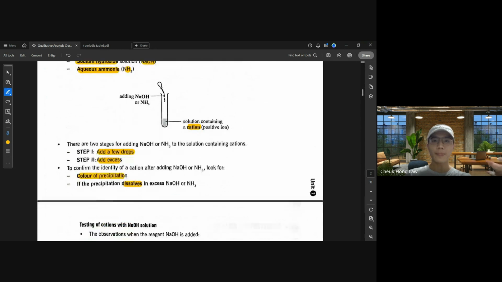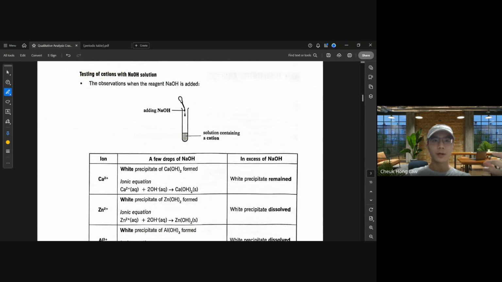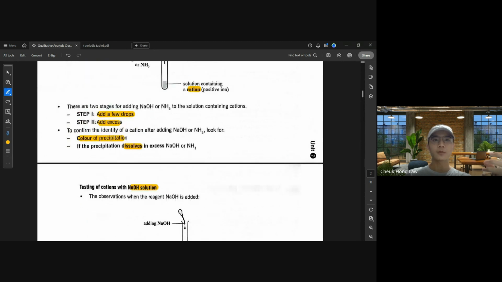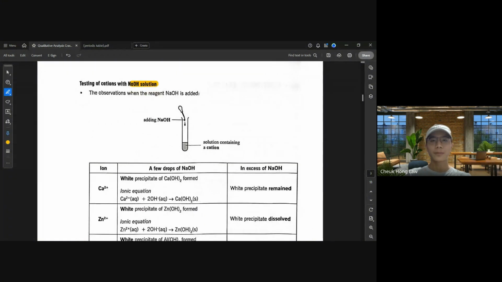Okay, so we'll just get started with testing of cations with sodium hydroxide. There are 2 things: one is sodium hydroxide, one is aqueous ammonia. For sodium hydroxide, there are always 2 observations that we want to find. First is the color of precipitate. Second is the solubility in excess.